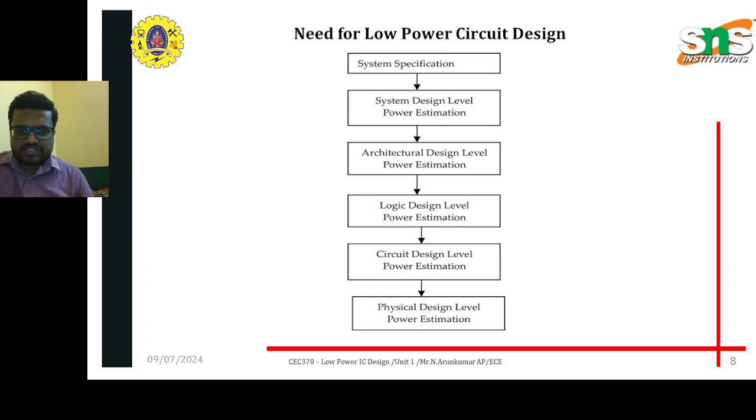Next one is logic design level. Your packages must be able to forward your output to the next level by using a logic design. Next one is circuit design level power estimation. The power has to be forwarded to the destination without any distortion. After getting all the information from the circuit, we need to check the physical design by applying power estimation methods.